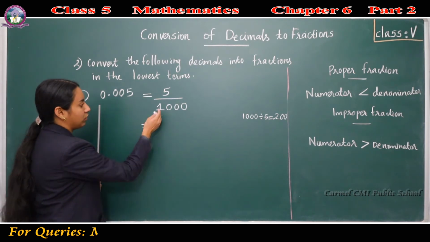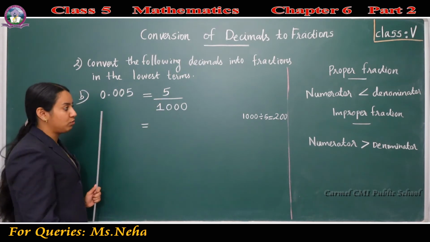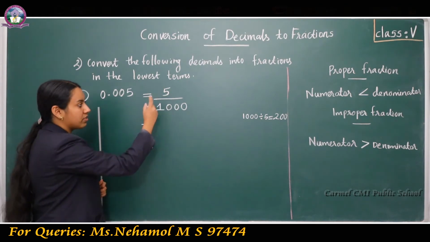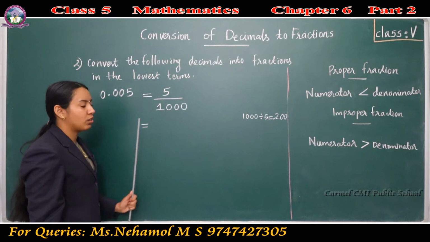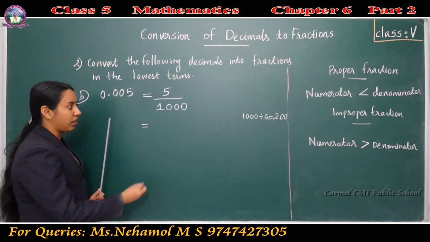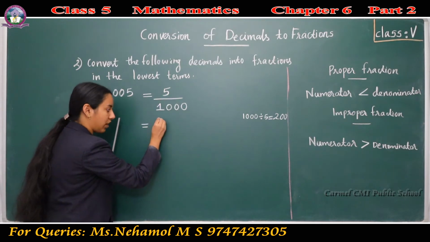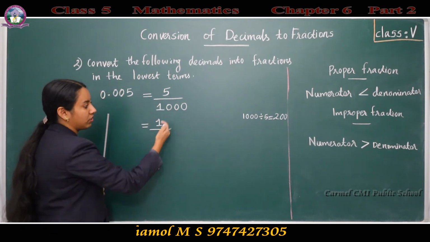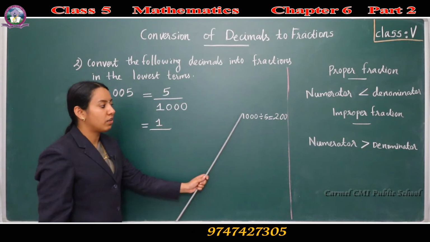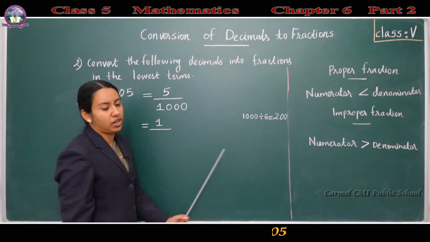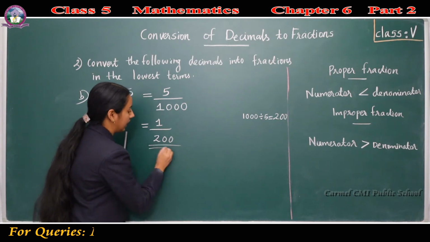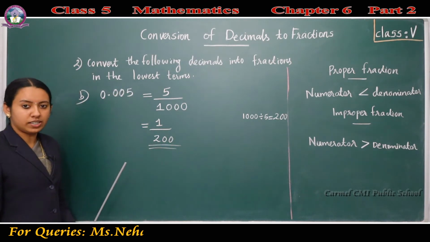Then we can convert to the lowest term. We have to simplify it. 5 is divisible by 5, and 1000 is also divisible by 5. 5 divided by 5 is 1. Then what is 1000 divided by 5? 1000 divided by 5 is 200. So 1 by 200 is the lowest term.